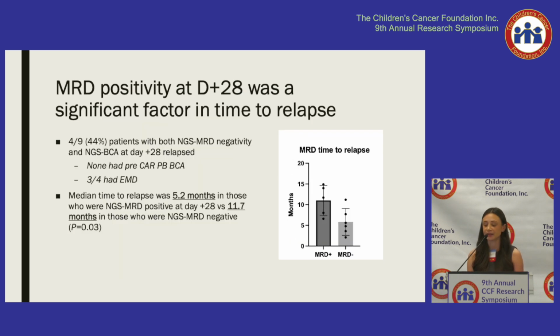We did find that MRD positivity at day plus 28 was a significant factor in time to relapse. 44% of patients with both NGS MRD negativity and NGS BCA at day plus 28 relapsed, and none of these patients had pre-CAR peripheral blood B-cell aplasia, which was the main factor that was similar amongst those 4 patients who relapsed but did have NGS MRD negativity and B-cell aplasia. 3 of 4 of those patients had extramedullary disease. About half of those patients did have significant bone marrow disease pre-CAR, and half of them did not.